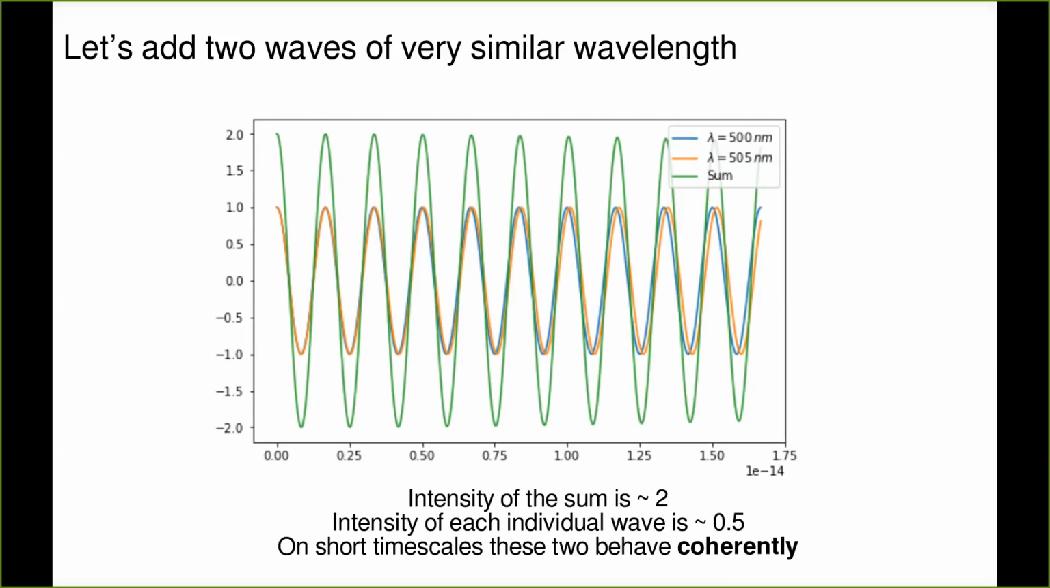One way to look at coherence and maybe understand it is to do the following exercise. What I did here is I'm plotting the electric field for two electromagnetic waves that have very, very similar wavelengths. One has a wavelength of 500 nanometers, the other one 505 nanometers, so they differ by 1%. And I'm again plotting them on the time scale of a few periods, and you see here that these two electromagnetic waves are almost ideally superimposing. Basically, they're interfering constructively.